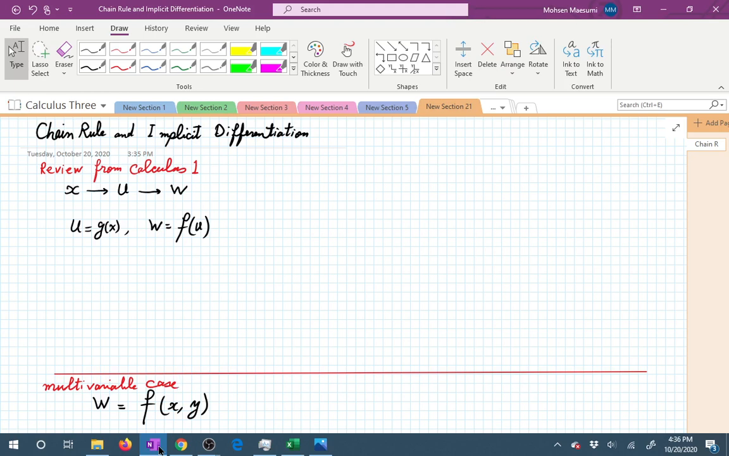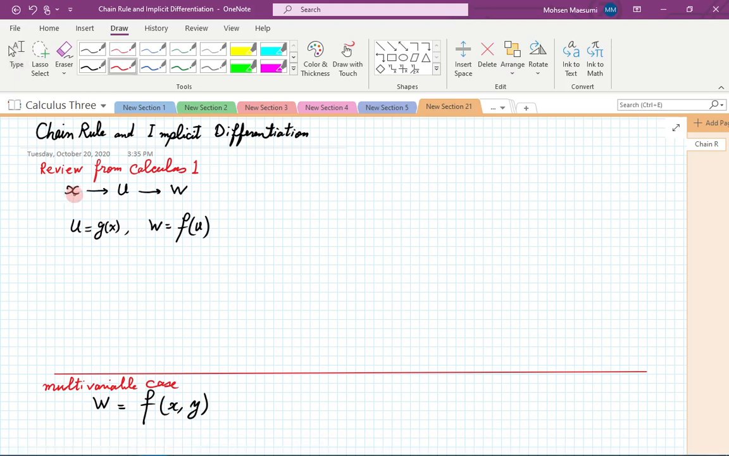So remember, in Calculus 1 you came across the following situation quite often. You have a variable x that determines some intermediate variable u, which then determines a third variable. Let's call that w. So I can have u as some function of x and w as some function of u. Let's go ahead, write down some examples. So we are talking about something specific. So suppose u is, say, x squared, and say w is, say, u cubed.